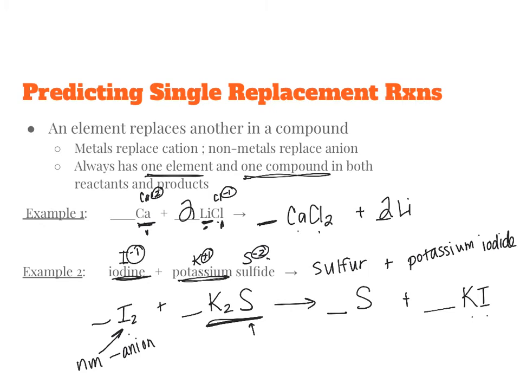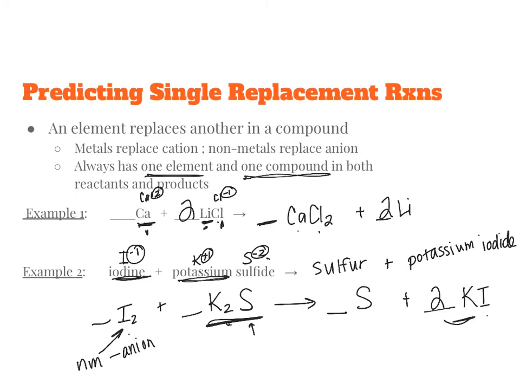Okay, the last step is to balance my equation. So if I look, it looks like I have 1 iodine on the right side and 2 on the left. So I want to balance out those iodides right away. And then when I do that, this 2 is affecting the potassium here. So now I have 2 potassiums on the right, and I also have these 2 potassiums on the left that balance out. I have 1 sulfur on each side, so now this is a balanced chemical equation.